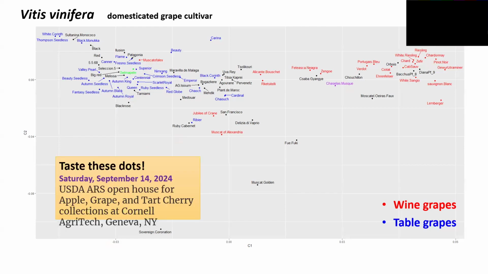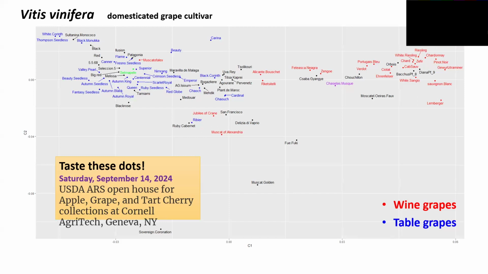What I'm showing here today, all the grapes are dots, right? So you have an opportunity to taste these dots. Every year the Geneva USDA repository has an open house. Normally it's in mid-September. This year, just look it up, it's on September 15, and it's a Saturday. They have an open house where you can actually go there and taste all the dots.